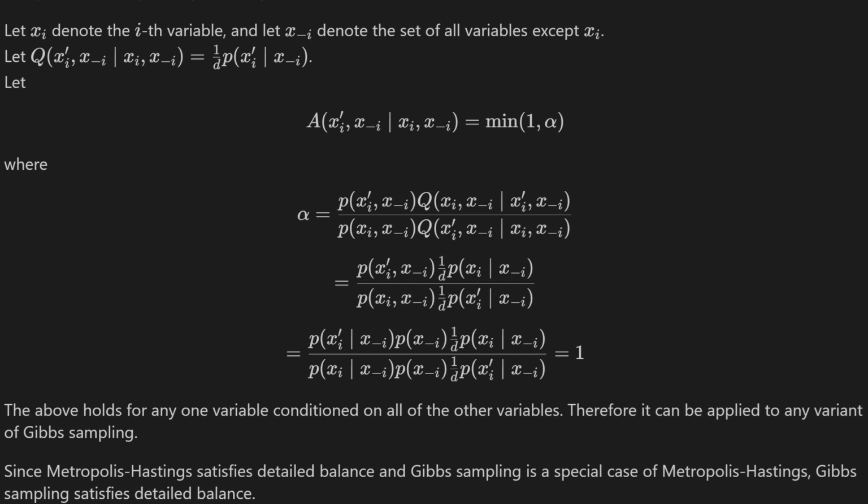We substitute Gibbs sampling proposal distribution into Metropolis-Hastings alpha. Rewrite the joint probability into conditional probability times the probability of the condition. Numerator equals denominator. The above holds for any one variable conditioned on all of the other variables. Therefore, it can be applied to any variant of the Gibbs sampling. This shows that Gibbs sampling is a special case of Metropolis-Hastings with acceptance of 1.